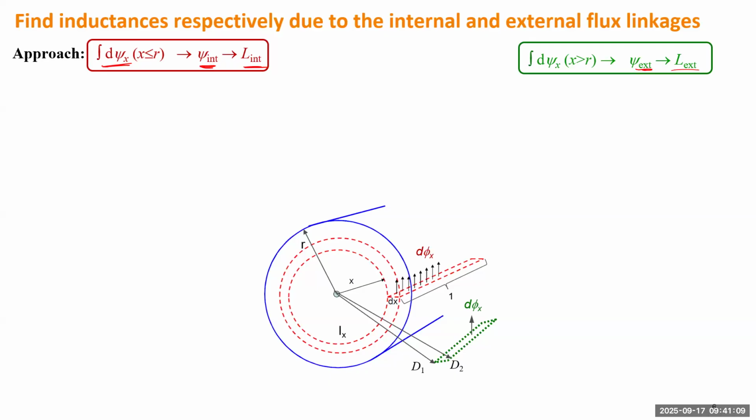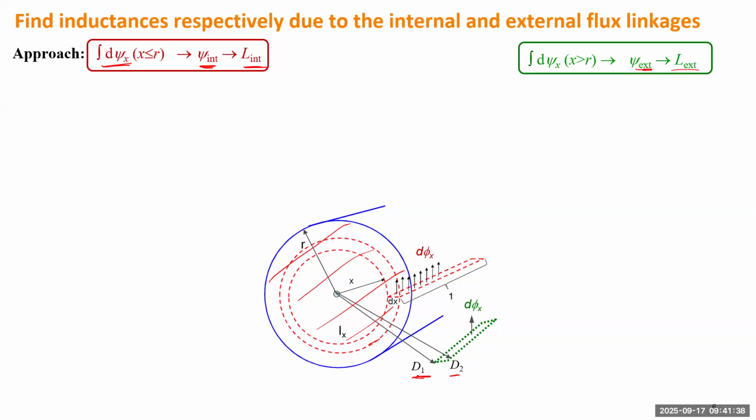And this is still the same picture. We consider two scenarios. I use the red color to indicate everything inside of the conductor, the green to indicate outside. So for inside, we're going to study the total inductance for this entire volume. But for outside, we have to define two distances. One is D1, which is closer to the center. D2 is further from the center.